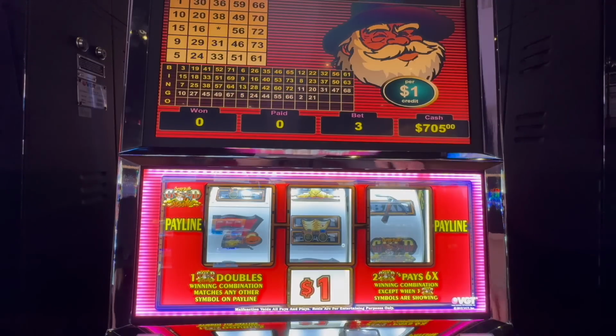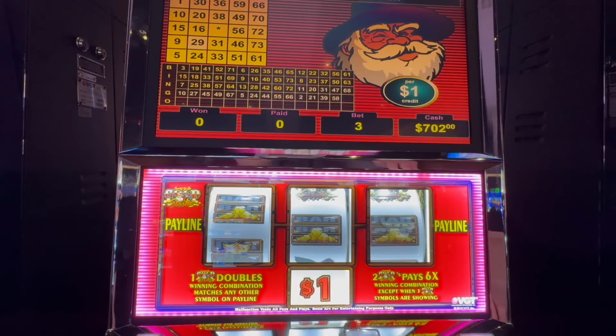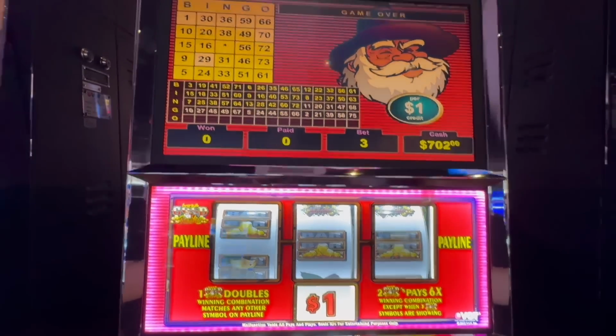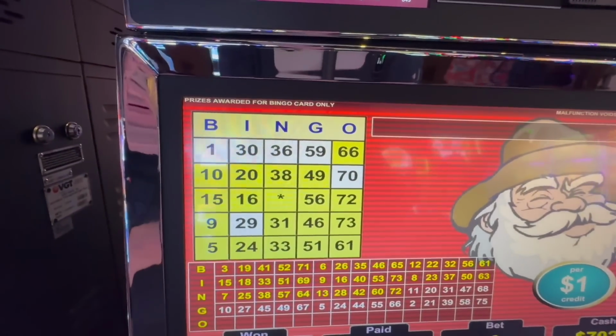All right, we'll do one more spin here. All right, well, that'll be it there, guys. So we did pretty good there. And again, that was the bingo card.